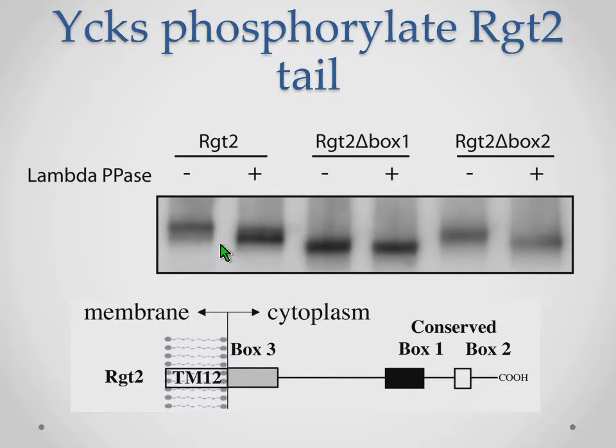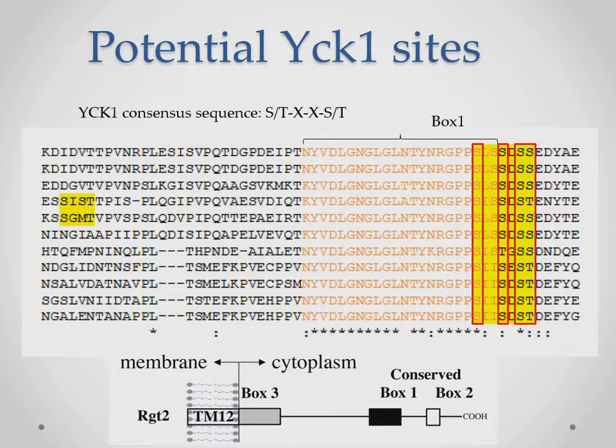So again, in the wild type, you can see this mobility shift that occurs upon lambda phosphatase treatment. However, in this RGT2 delta box 1 strain, which involves deletion of both box 1 and 2, essentially just taking off all the conserved regions, we see that the mobility shift disappears upon that treatment. Whereas when we just delete box 2 and down, we can see that there still maintains a mobility shift there. So what we were thinking is that the sites for YCK phosphorylation must occur somewhere in box 1 or just downstream of box 1.